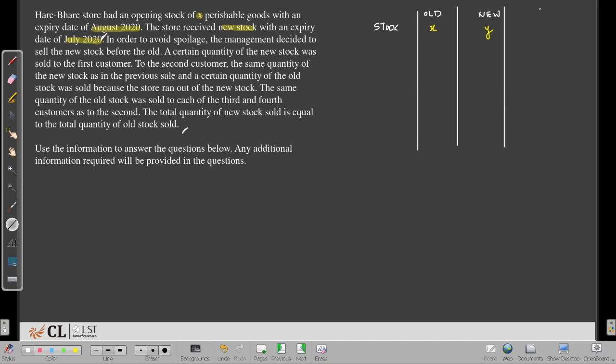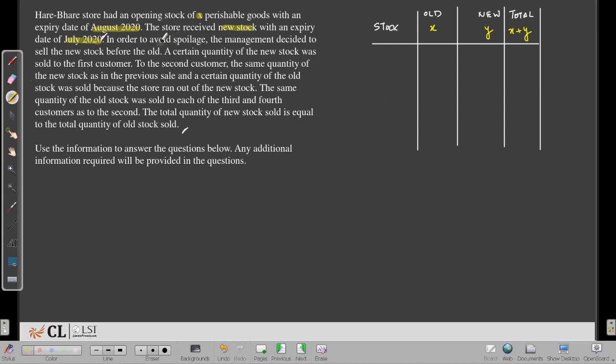And then we can probably look at something like a total stock there. So the total stock in this particular case would be equal to x plus y. Right. So that is the first piece of information that we have captured here. So we have got the information about stock, and let's continue the story.